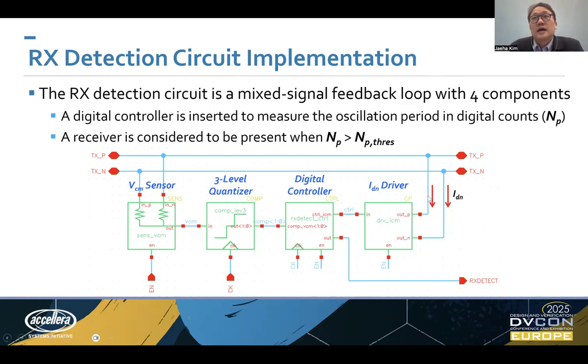And the pull-down driver will either turn on or turn off based on that control input from the digital controller. Now, this digital controller in the middle will also measure the oscillation period, the period of the pull-down current being on, and also the period of the pull-down current being off. So it is the digital controller that can make a decision whether the receiver is present or not, depending on whether this digital count of the oscillation period, NP, is greater than or less than the threshold, NP thresh. So it can produce the RX detect signal indicating the presence of the receiver.